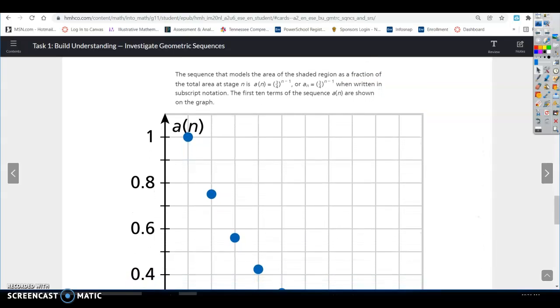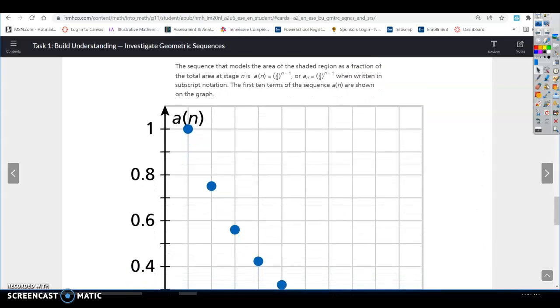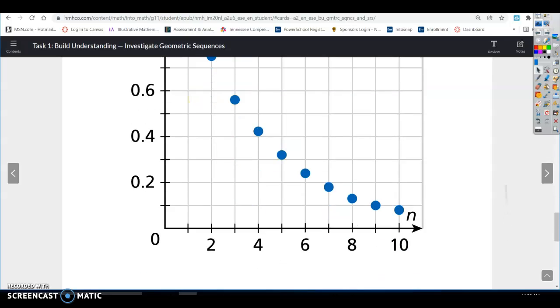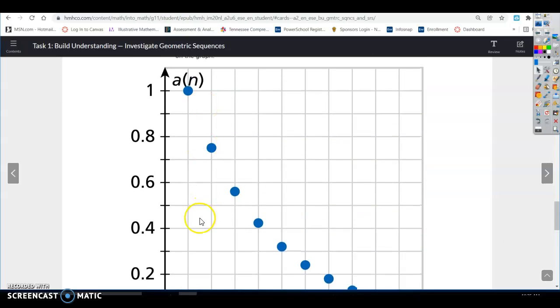All right, the sequence that models the area of the shaded region as a fraction of the total area at stage n is a of n equals 3/4, that's your common ratio, raised to the n minus 1 power. Or a sub n equals 3/4 raised to the n minus 1 power when written in subscript notation. So again, these are two different notations, but you're going to get the same answer. All right, the first 10 terms of the sequence a of n are shown on the graph. So you know the first one was 1.